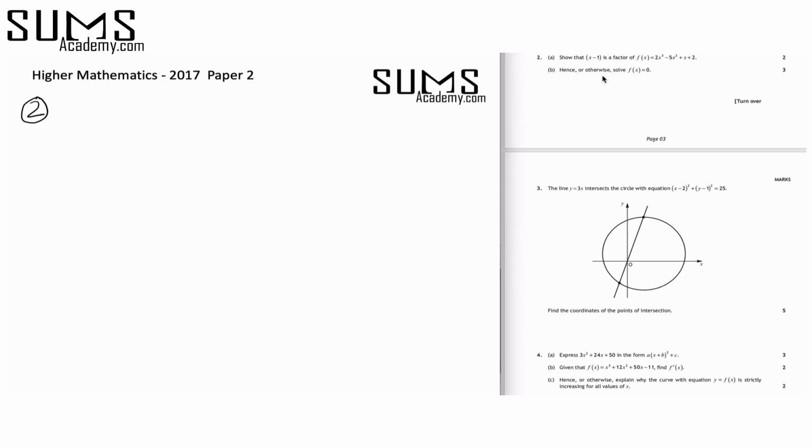So question 2, show that x minus 1 is a factor of f of x equals 2x cubed minus 5x squared plus x plus 2. Okay, so we're going to use synthetic division here. Our divisor is going to be, well, if x minus 1 is a factor, that means x minus 1 equals 0, so x is going to be equal to 1.